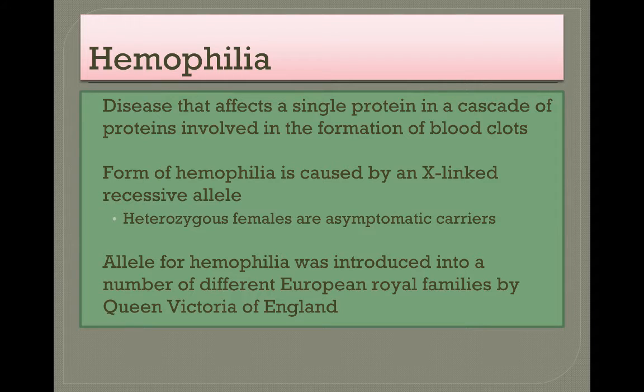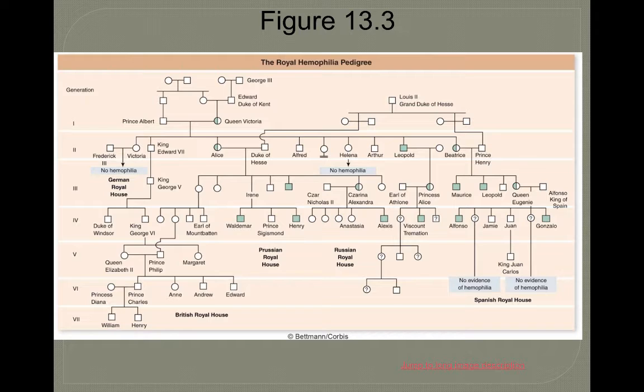So this is the royal family pedigree. It's an interesting thing to take a look at when you have some time. You can see all the boys that are affected by that. Luckily, William and Henry down here in generation 7, they're good. So none of their kids should be affected by it.